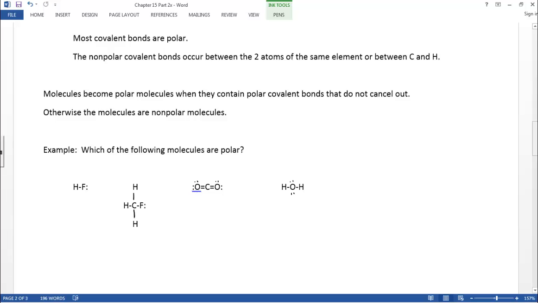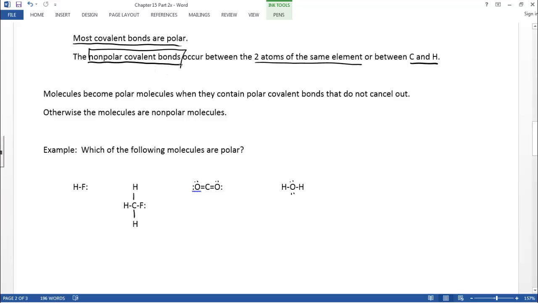Not all bonds are polar, but most are. Most covalent bonds are polar. When the bonding electrons are shared fairly, then it's nonpolar. That makes a nonpolar covalent bond, and that's going to happen when you have the same two atoms from the same element, or carbon and hydrogen appear to have very similar electronegativities. They pull on the bonding electrons with about the same force. And so a bond between carbon and hydrogen is also nonpolar covalent.